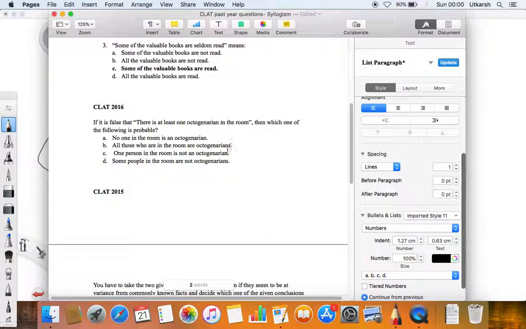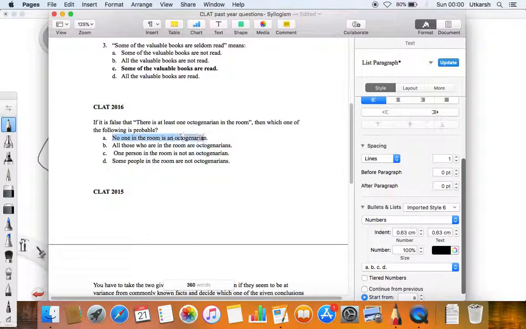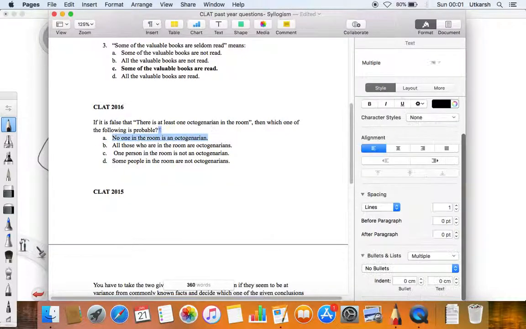This is again a poorly framed question. This happens a lot in CLAT with questions related to syllogisms, that you find them to have multiple answers because they are very poorly framed. It says it is false that there is at least one octogenarian. So that means there is no octogenarian in the room. But we don't know whether. Oh, actually, sorry, this is the correct answer. No one in the room is an octogenarian. Sorry, I just read it as no one is in the room.